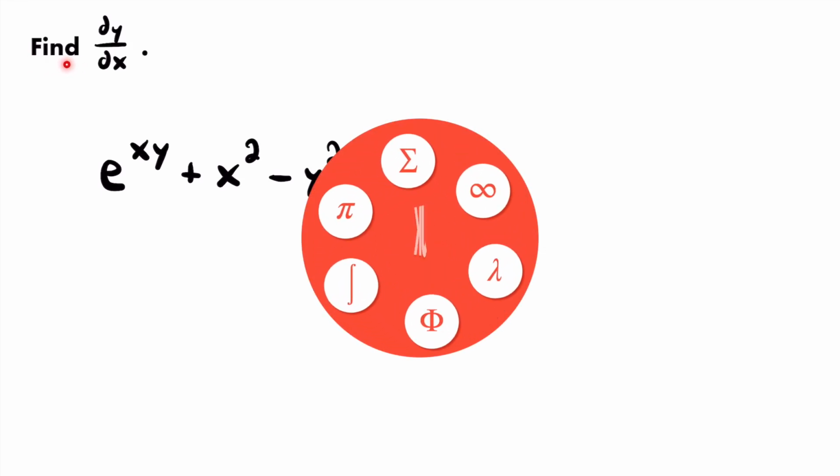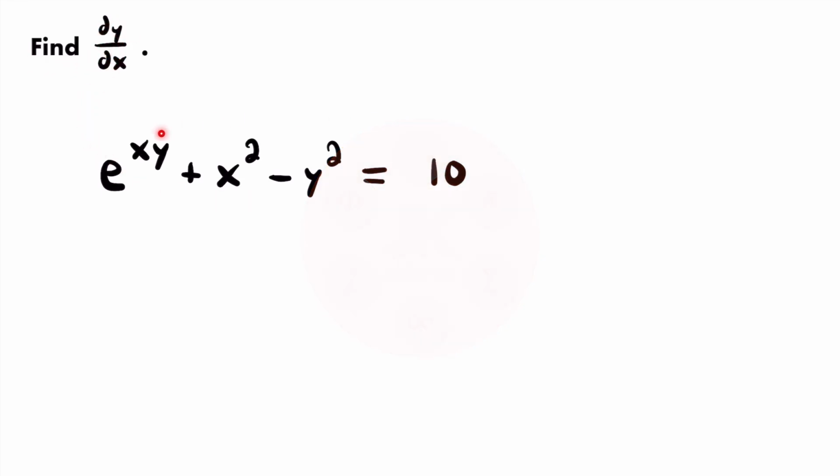So here we want to find the derivative dy dx of the following function. And the derivative dy dx means that we want to find the derivative of y with respect to x. Now, if you take a look at the function that we have here, this is not a function that is explicitly defined, right? We don't have a function y equals some expression in terms of x.